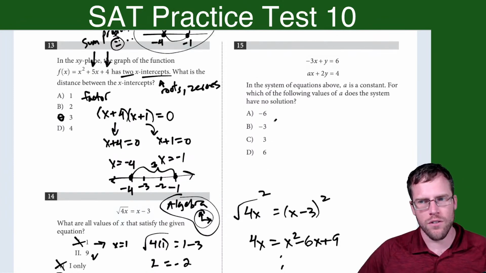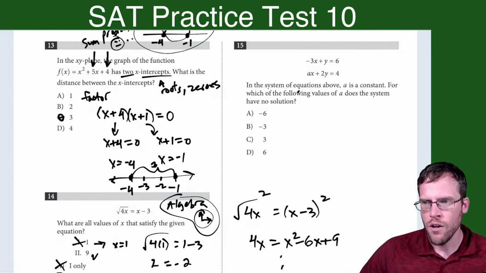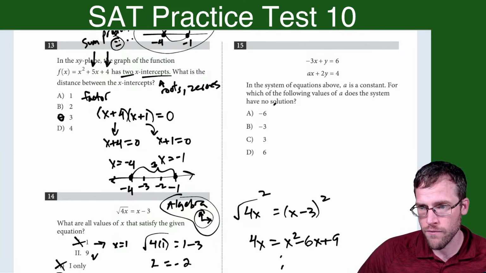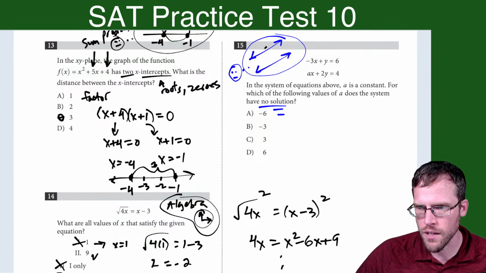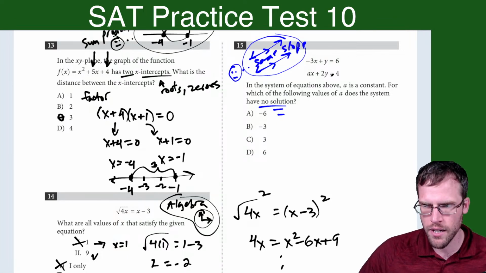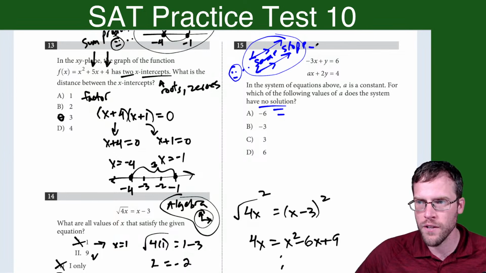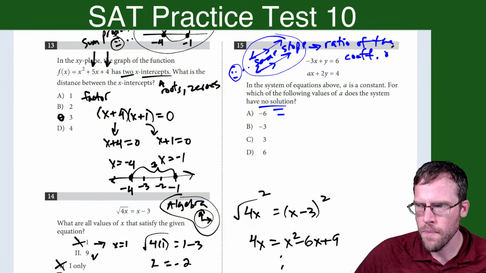All right, 15 is another good question because in the system of equations above, a is a constant. For which of the following values of a does the system have no solution? So a system has no solution if the two linear equations involved are parallel, which would mean they have the same slope. Okay, so what I need to happen is I need that line and that line to have the same slope. And in order for them to have the same slope, I'm going to say the ratio of the coefficients of x and y are equal.